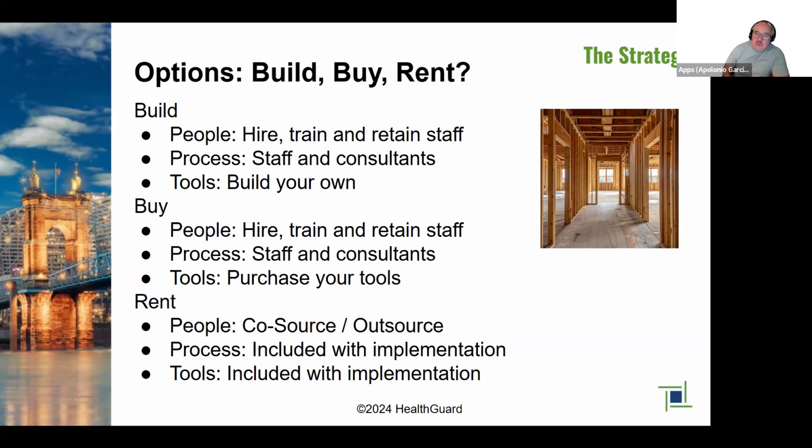The second one is the buy, which is similar to the first, except that instead of building your own tools, you're purchasing something off the shelf, right? So, again, Decipher Risk, which is our solution, but there are other products that you could buy off the shelf. But much of it is similar to the build. And finally, the rent option is where you're simply outsourcing or co-sourcing, sharing responsibility with a partner. And often this will include them bringing together the processes and the tools, and that being part of the implementation.